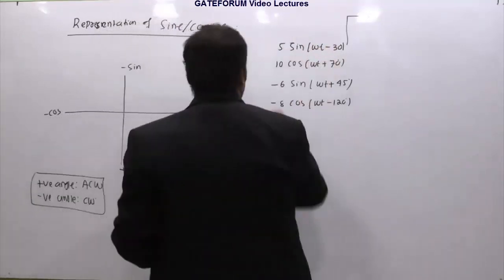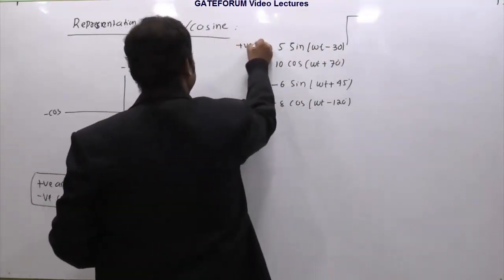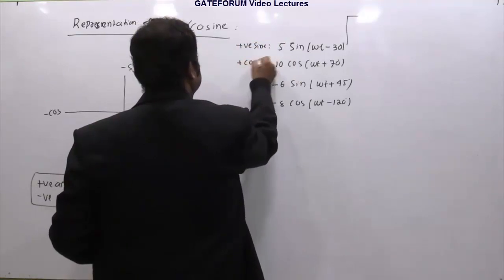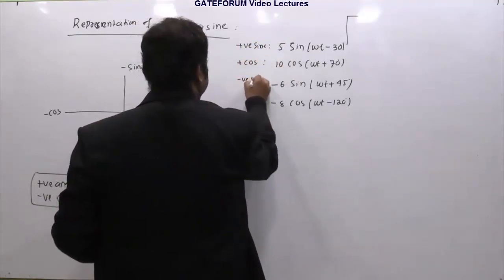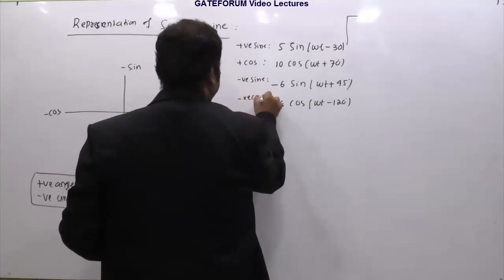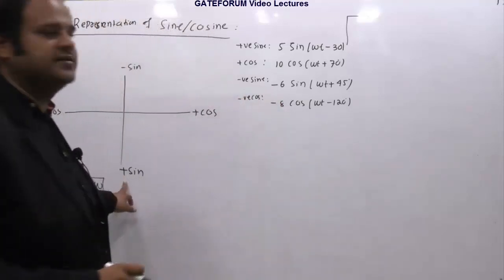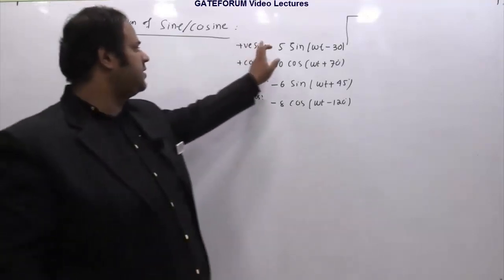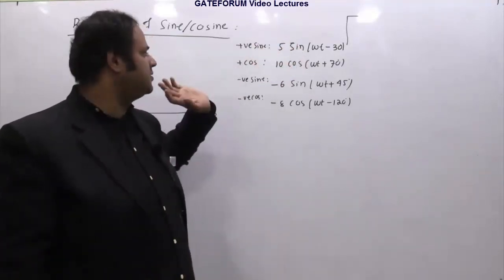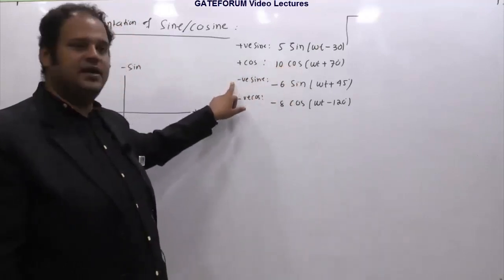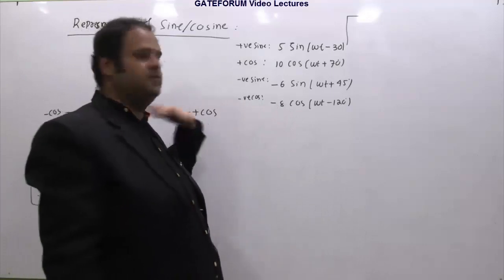So this comes in positive sine. This comes in positive cos. This comes in negative sine. And this comes in negative cos. And we have 4 axes: the positive sine axis, negative sine axis, positive cos and negative cos. So why am I saying positive sine? This is sine with positive amplitude, this is cos with positive amplitude, this is sine with negative amplitude, so negative sine, and this is cos with negative amplitude, negative cos.